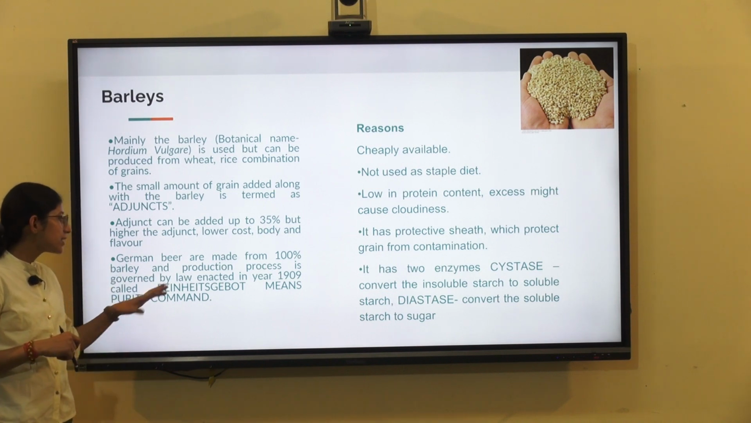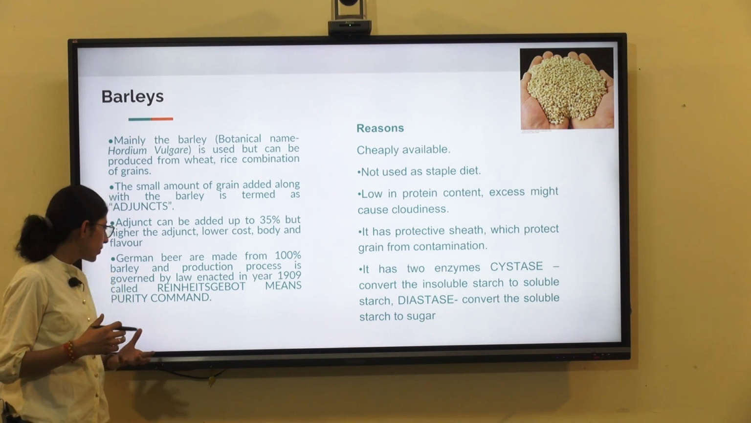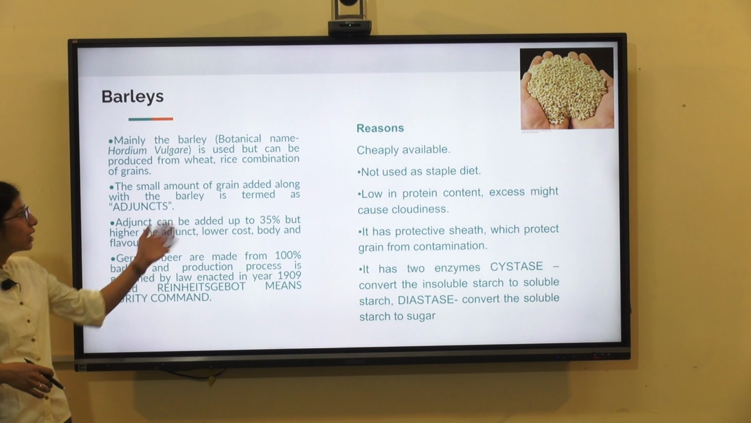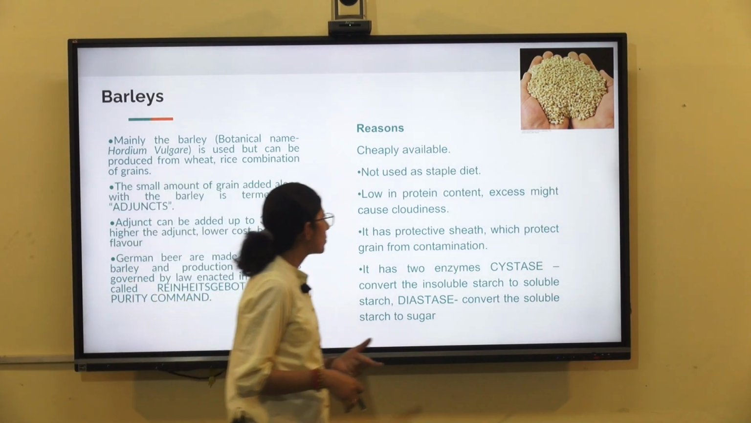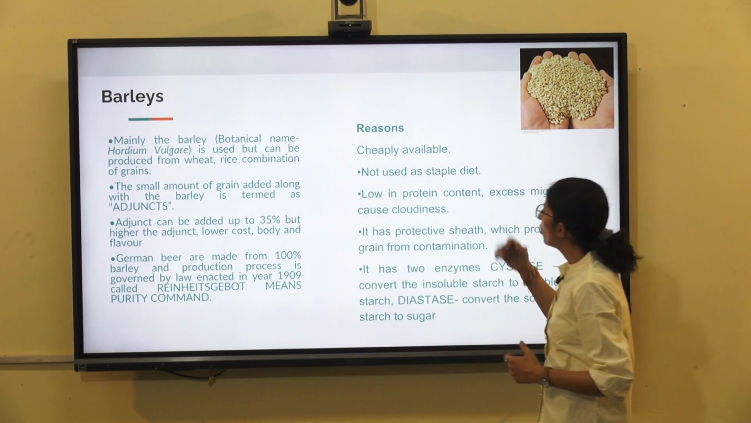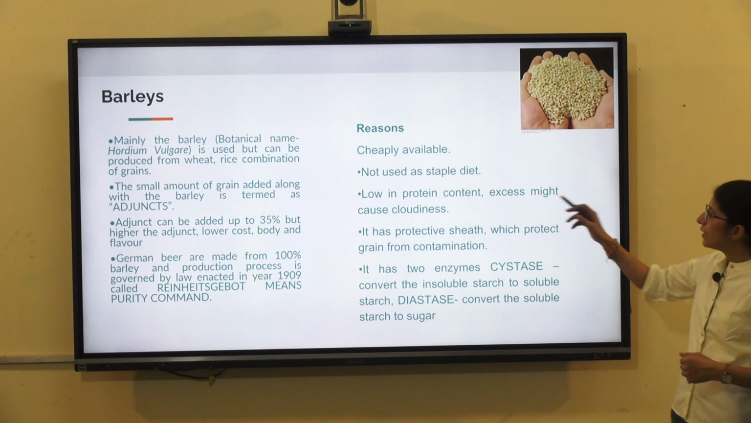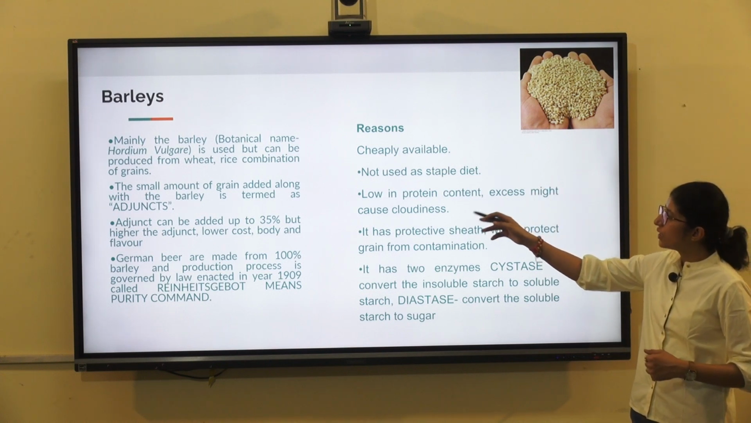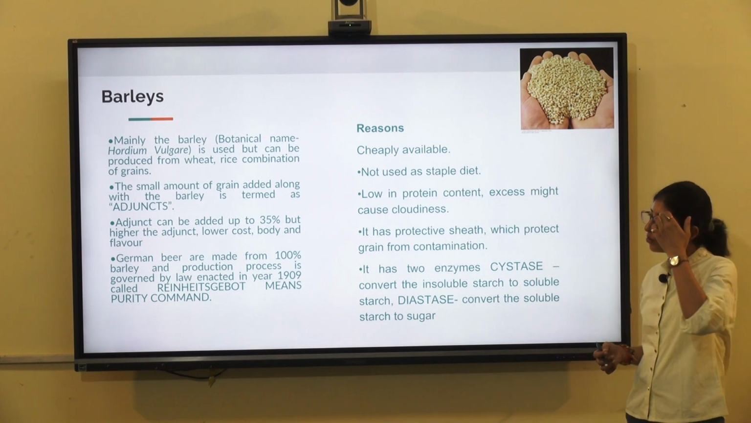That is why it is given the name Reinheitsgebot, which means 100% purity of the command. Now, why select barley? It is cheaply available and is not used as a staple diet. It has a very low protein content that might not cause cloudiness, and an excess of barley can cause cloudiness. That is a step to remove the cloudiness from the final beer production.